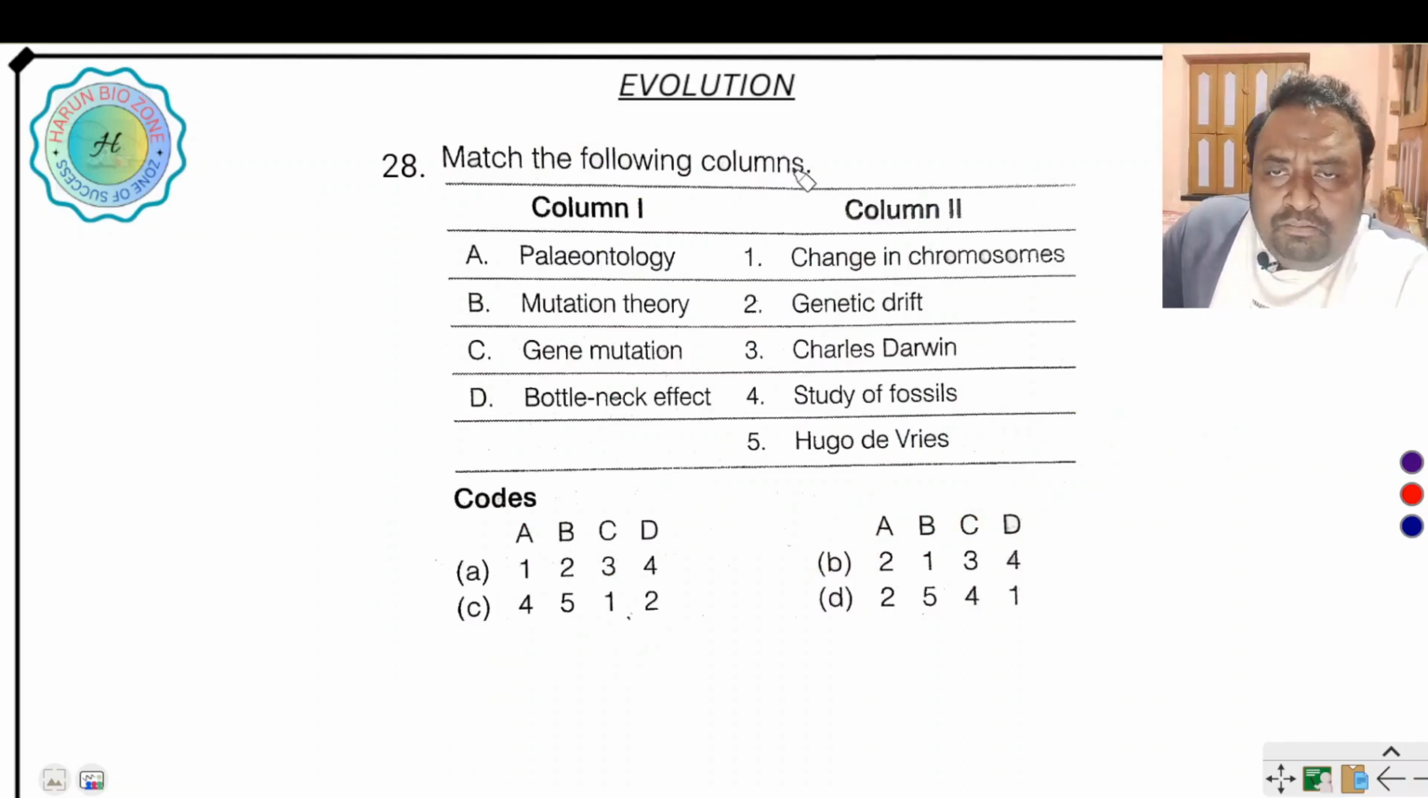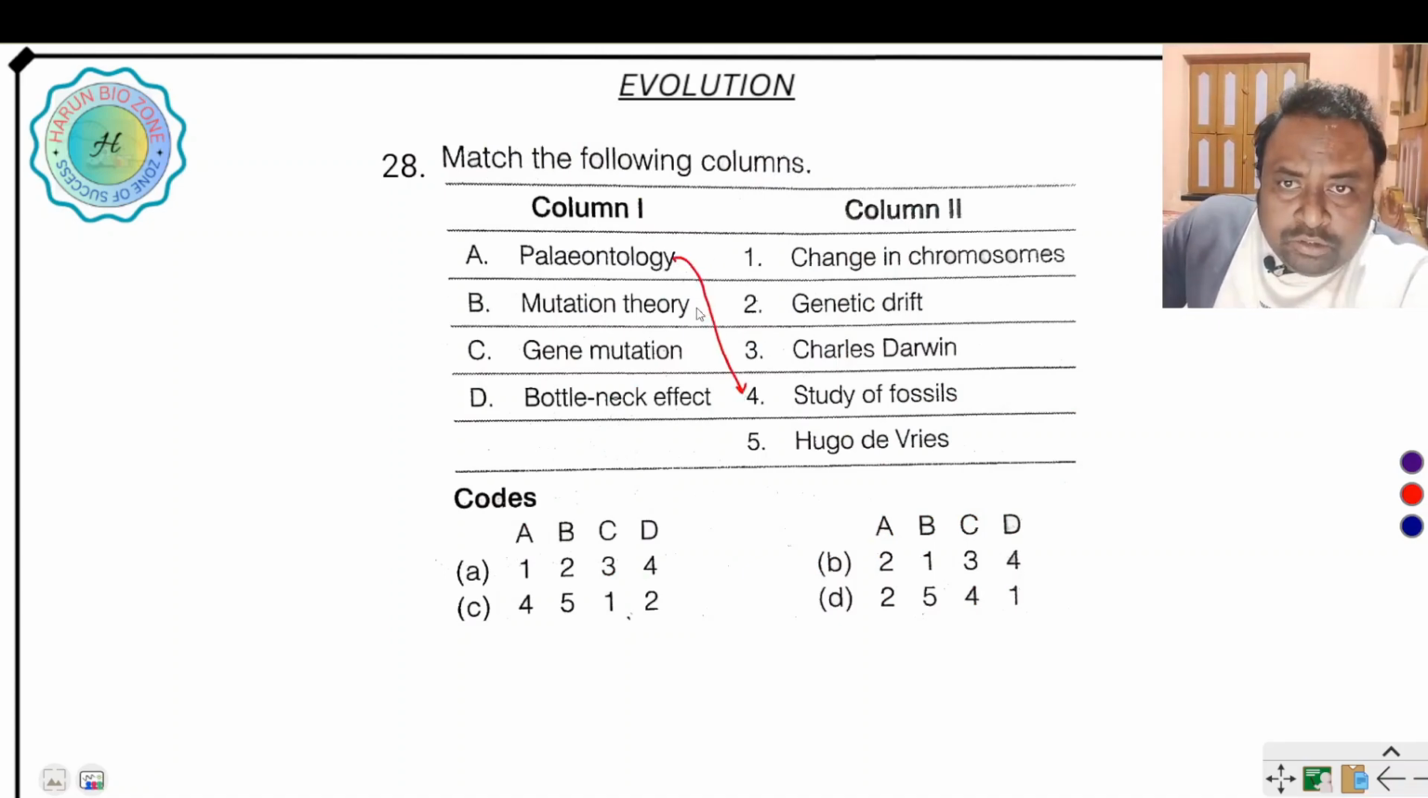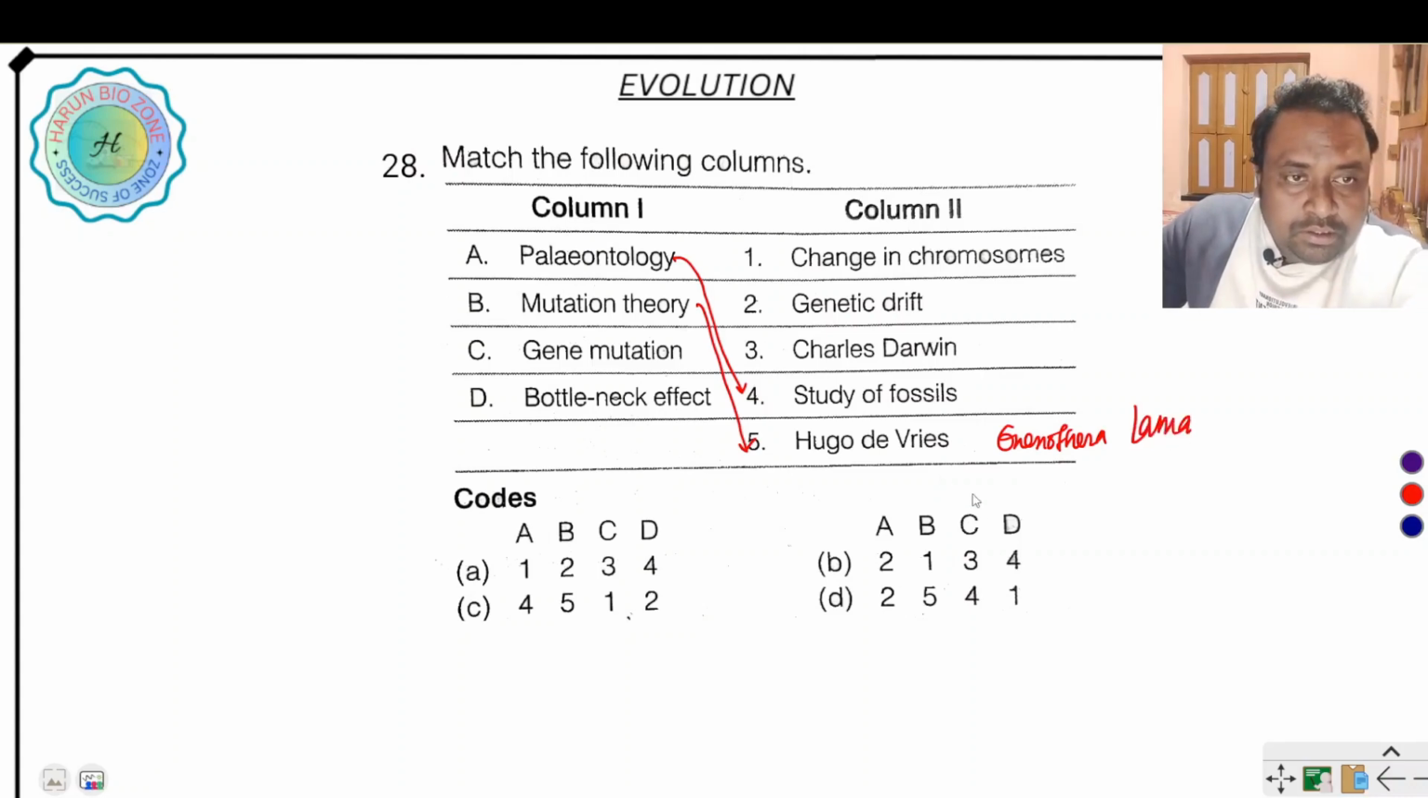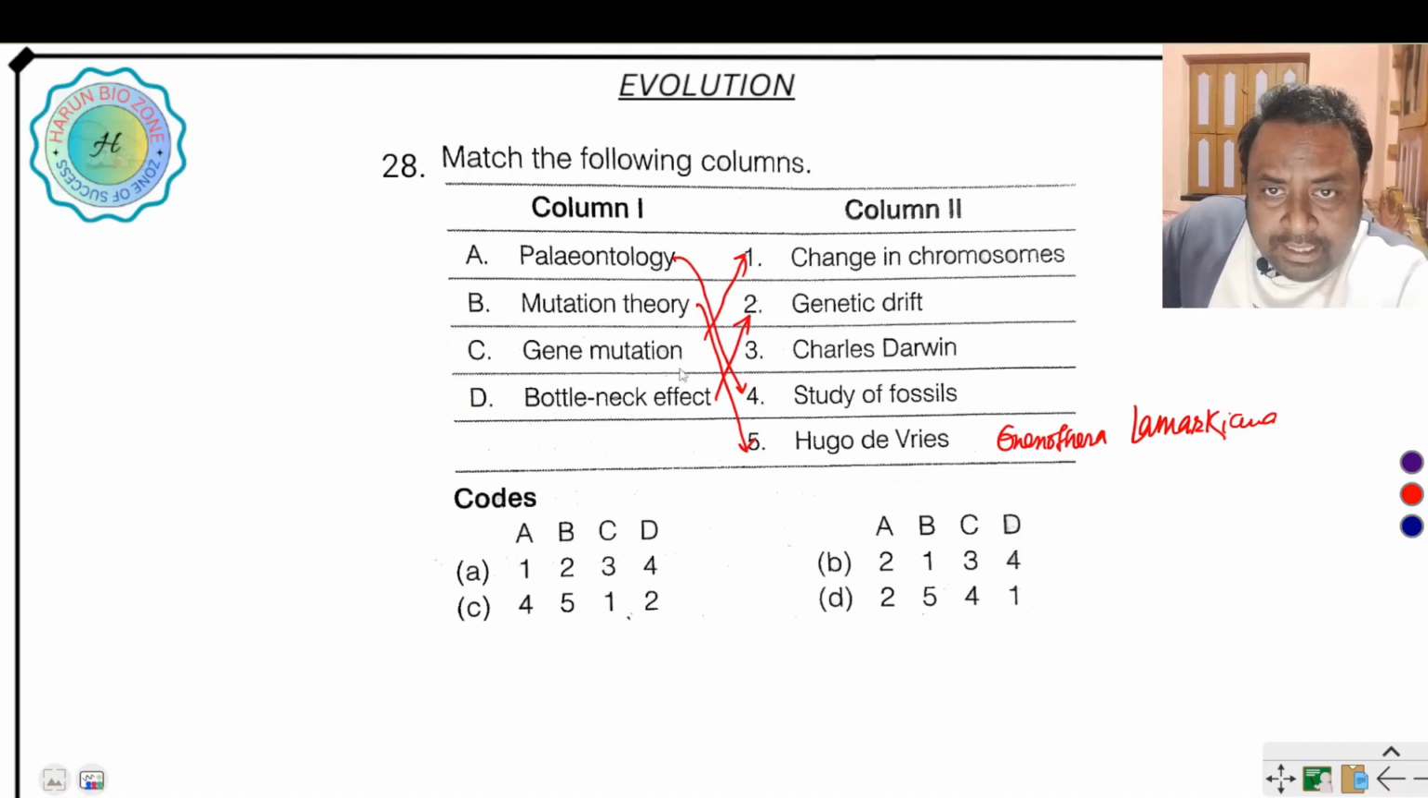Which of the following... Paleontology is study of fossils. Mutation theory, Hugo de Vries, Oenothera lamarckiana. Gene mutation, change in chromosome sequence. Bottleneck effect, this is genetic drift. So here A4 is the correct option.